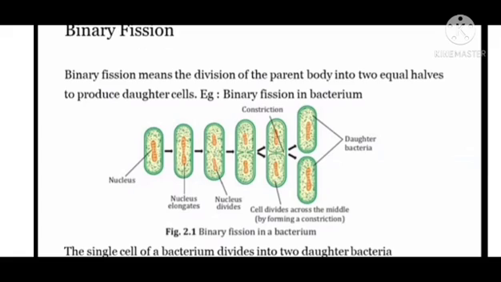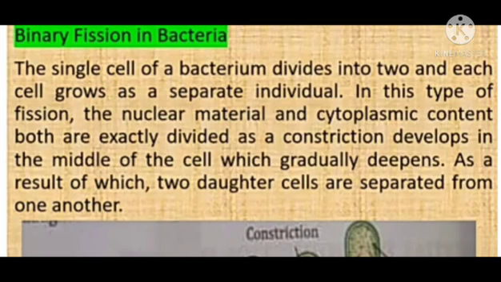Actually, what is binary fission? Binary fission means the division of the parent body into two equal halves to produce daughter cells. It is the most common method of asexual reproduction in unicellular organisms like bacteria and amoeba. In bacteria, the single cell of the bacterium divides into two and each cell grows as a separate individual.